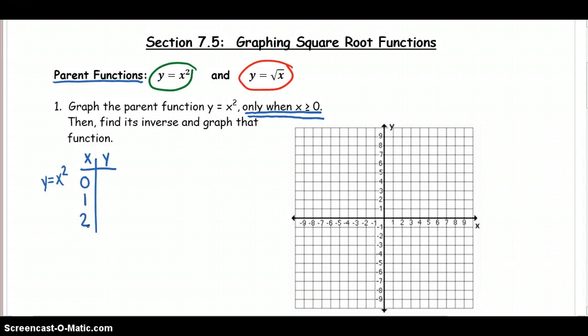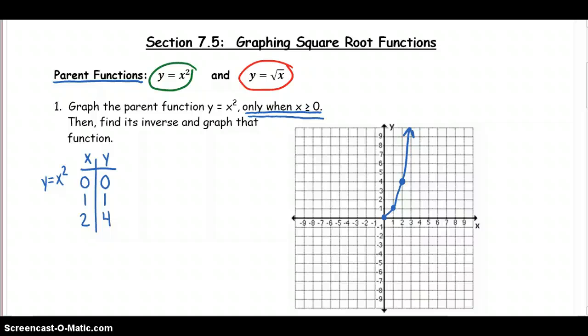Remember, with tables, you pick your x values, and then you plug them into your function to get the y values. So 0 squared is 0, 1 squared is 1, 2 squared is 4. And then I just plot those points: (0, 0), (1, 1), and (2, 4). And there's my graph. Notice how I didn't keep going to make the full parabola, because they restricted our domain by saying only when x is greater than or equal to 0. We're only actually graphing half of that parabola. So this is the graph of y equals x squared only when x is greater than or equal to 0. So part 1 is done.